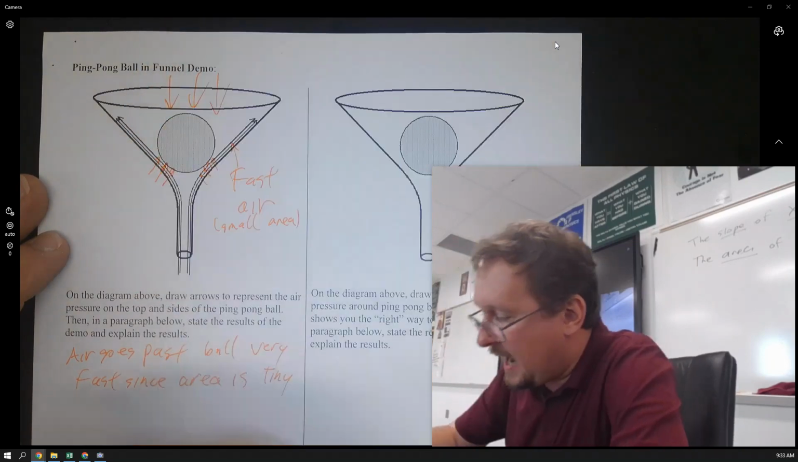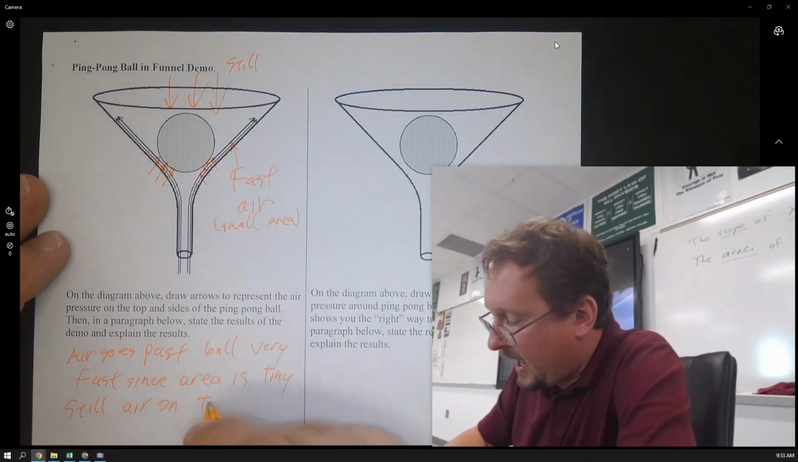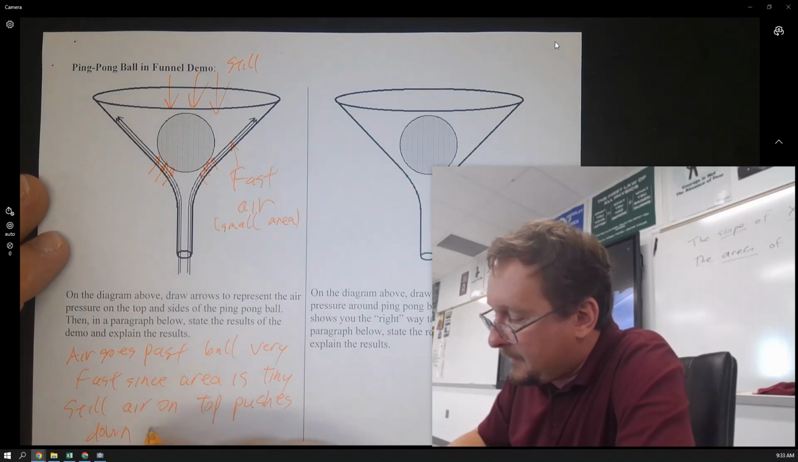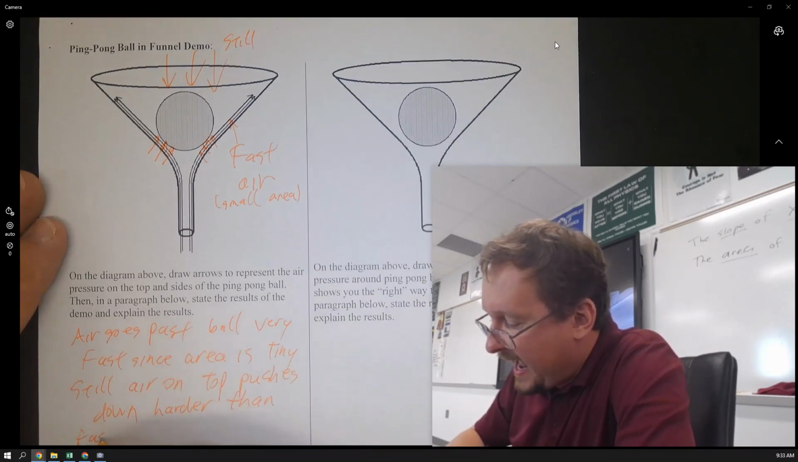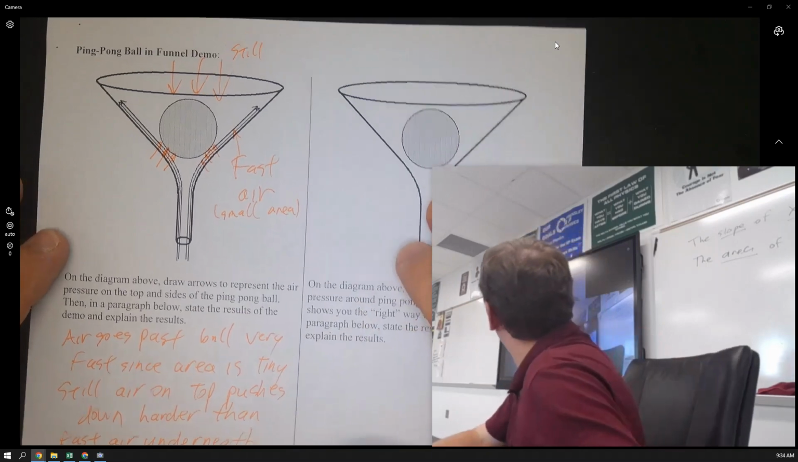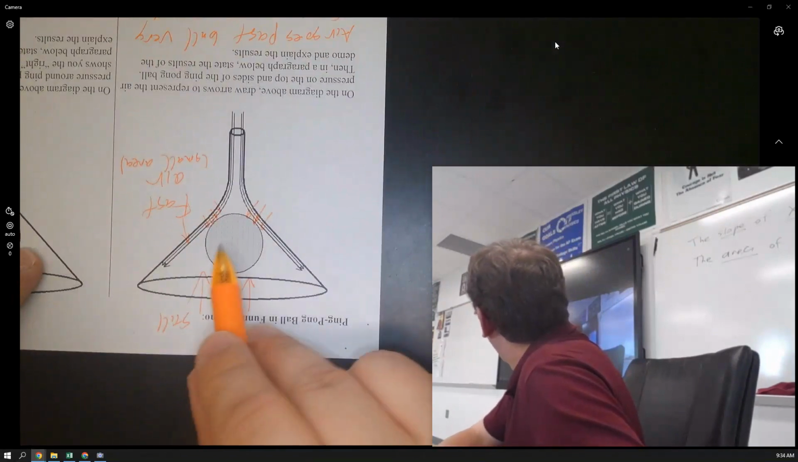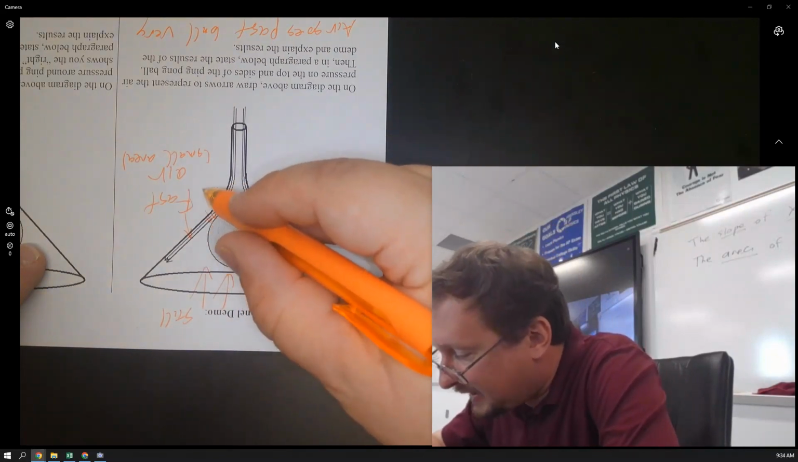So the still air on the top pushes down harder than the fast air underneath pushes up. So when I turn the funnel over, it looks like this, and the air underneath is actually holding the ball in until this flow stops. Then this pressure balances that pressure, and the ball can fall because of gravity.